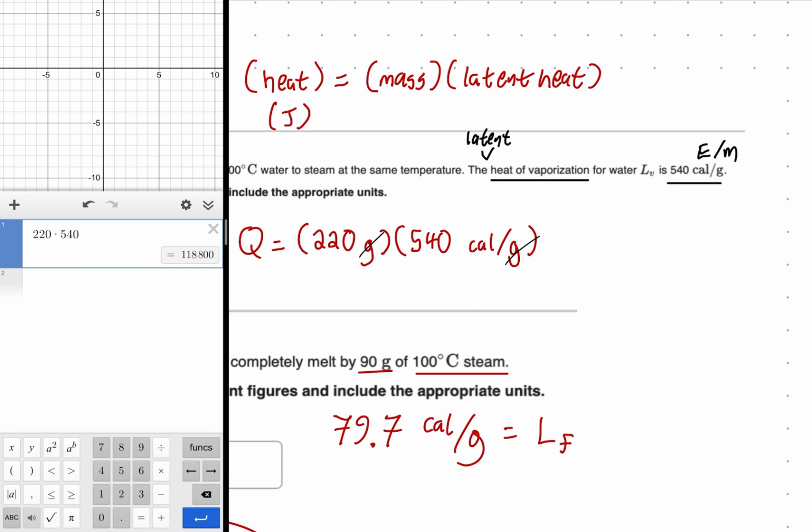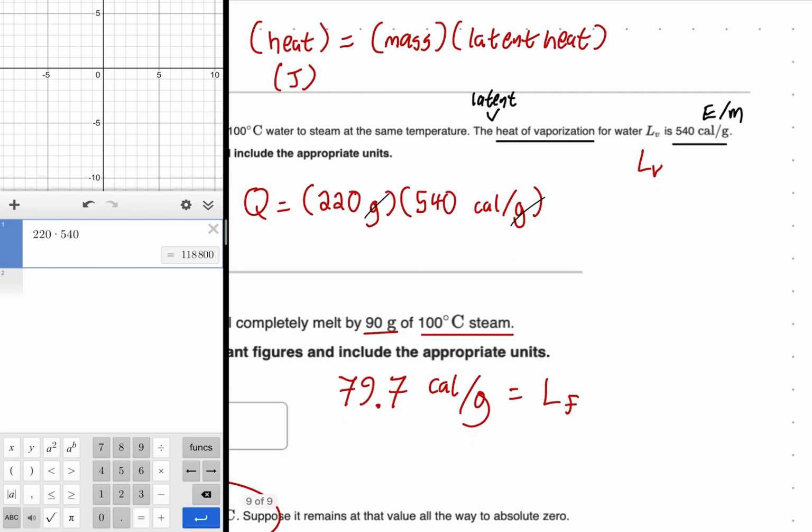Same case with fusion, right? Whether you're going from ice to water or water to ice, it's always going to be latent heat of fusion. So you can see there's just two cases. There's L with the subscript V, which is always 540 calories per gram, so a lot bigger. And then the latent heat of fusion, L sub F. Okay, so V for vaporization, F for fusion, and you can see it's just short of 80.